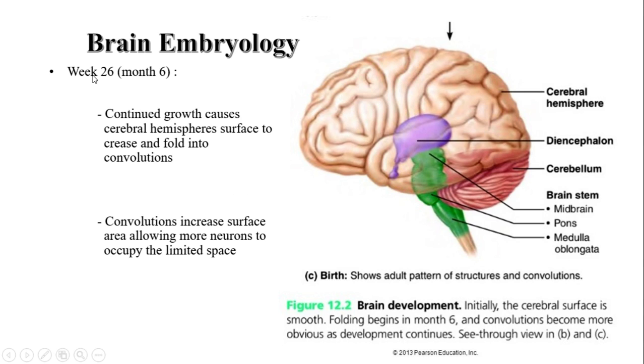And then we're going to leave off here when it comes to brain embryology. We can see the different adult brain structures here: our telencephalon, diencephalon, and then our midbrain, pons, cerebellum, and medulla oblongata, and then our spinal cord.